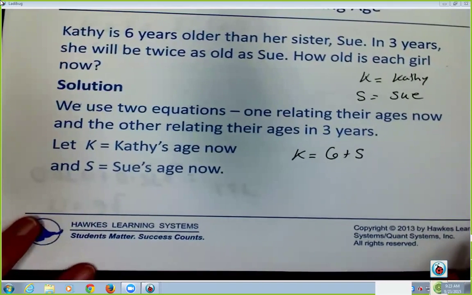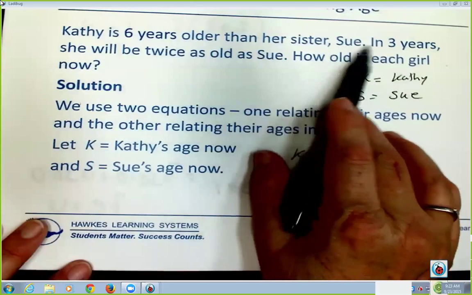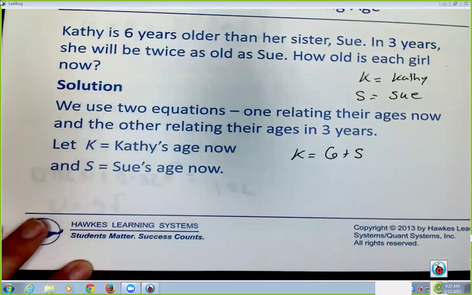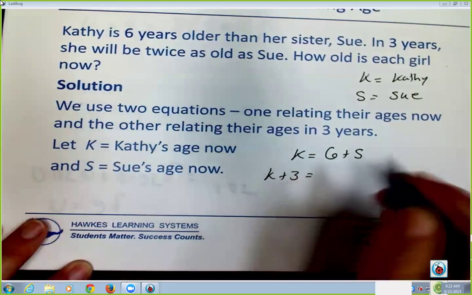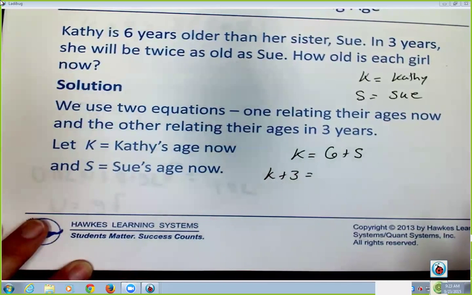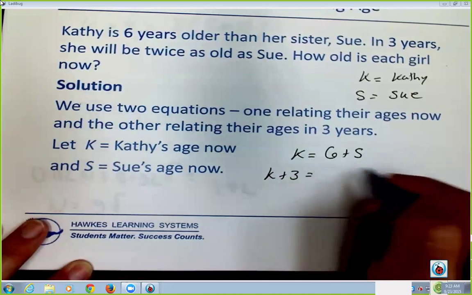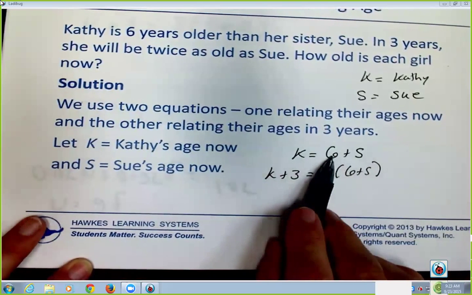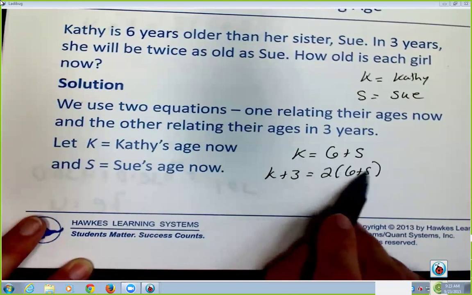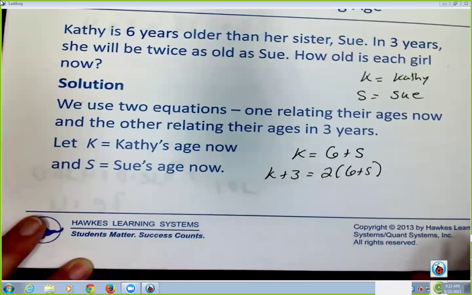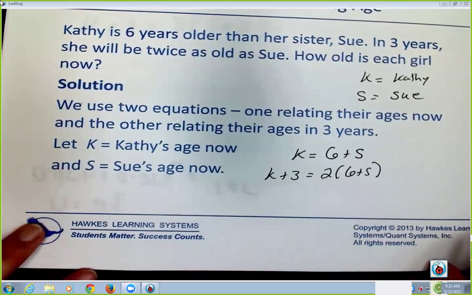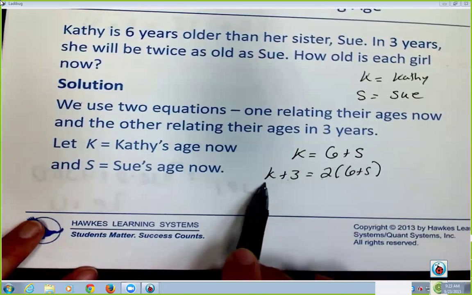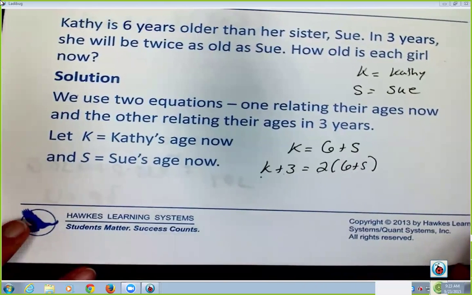We good there? Okay. And then it says in 3 years, she will be twice as old as Sue. So what does that mean? So that means K plus 3. So we're going to add 3 years to Kathy. But what's going to happen to Sue? It's going to be 2 times Sue. So Sue is right now 6 plus S. So Sue's going to be 6 plus X times 2 would end up being the formula or the equation for that one. And then we'd again substitute stuff back in for K and come up with what our values would be.